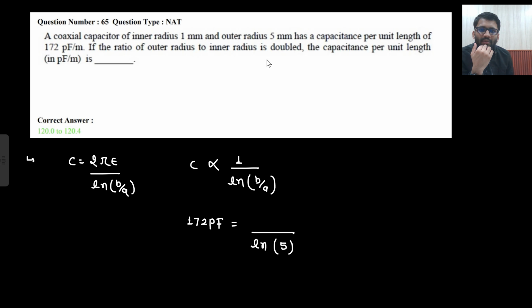Now if the outer radius to inner radius ratio is doubled, that means now the ratio has become 10. Then what will be the capacitance value? Did you understand what I did here? Both are inversely proportional, no?